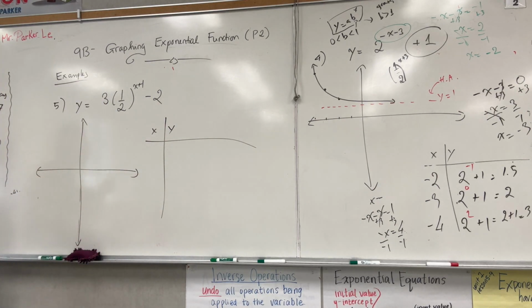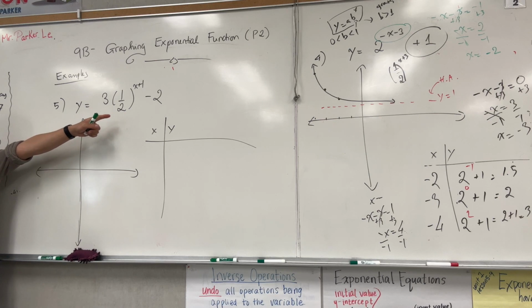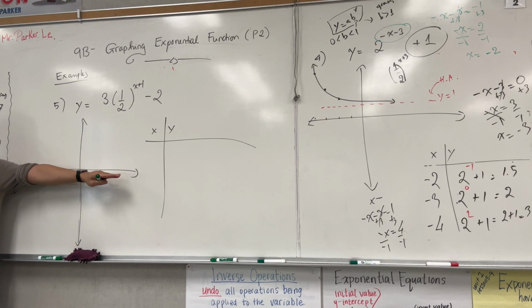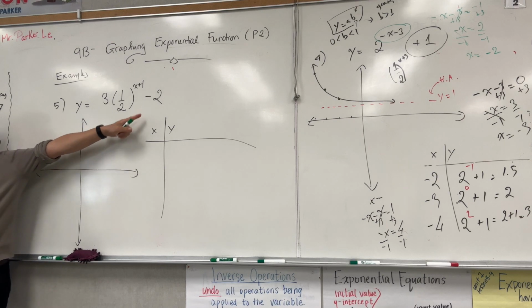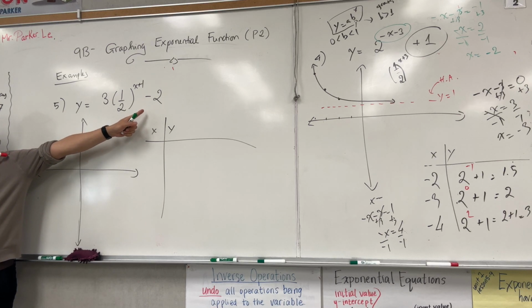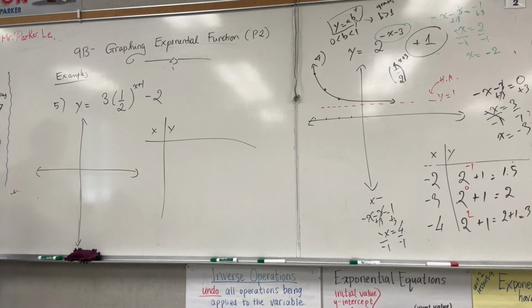Okay, where's the HA first? Where's the HA? Berlin, where's the HA? I'll show you, remember? The line, horizontal asymptote. How do you know? What does it mean when you're negative 2? Remember I told you? You go down by 2. Okay.